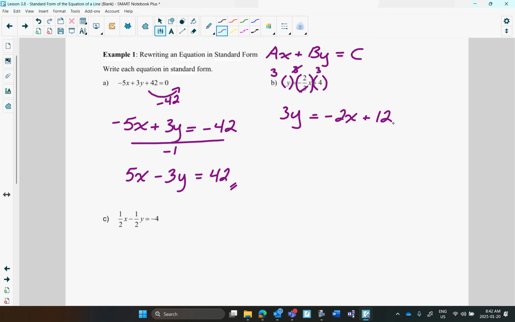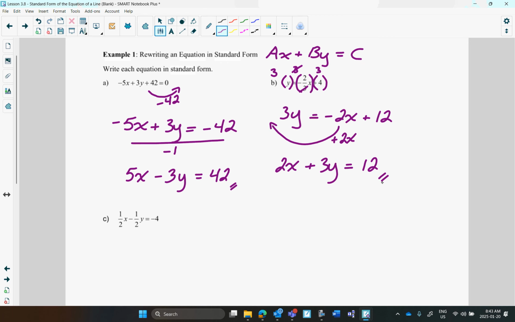Not quite there yet. The x term's still on the right. It needs to be on the left, at the front. So I need to pull it over here by adding 2x. And when I do that, I'll get 2x, and there's already a plus 3y there. And on the right is 12 by itself. So no fractions. The number in front of the x term is positive. We're all good.